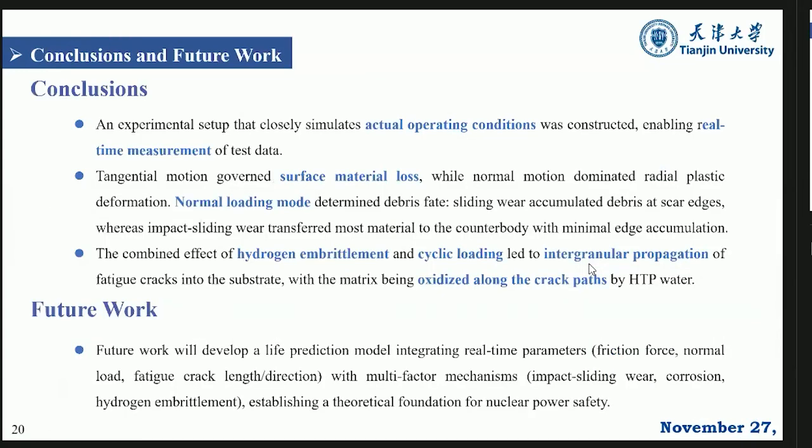And then I have the conclusion here. First, we have an environment to simulate the real case, including the impact force and the chemistry loops. Then we analyzed what happened in the normal direction and the tangential direction and combined them together. Finally, the oxidation problem will affect the crack path, and the debris will also affect the scar. In the future, I want to make a prediction model for the vibration input for fretting wear.